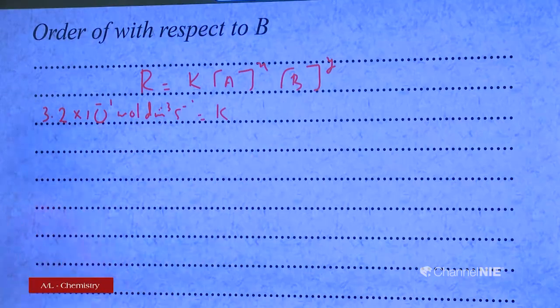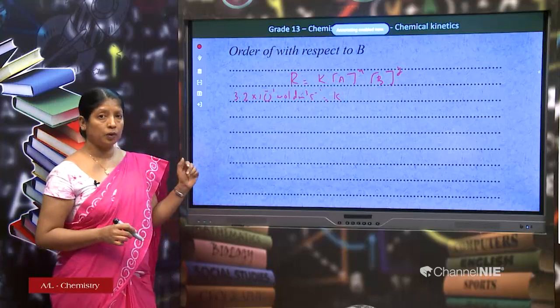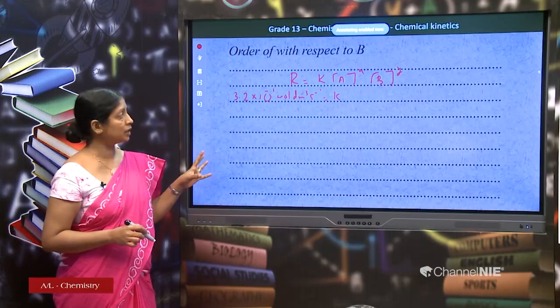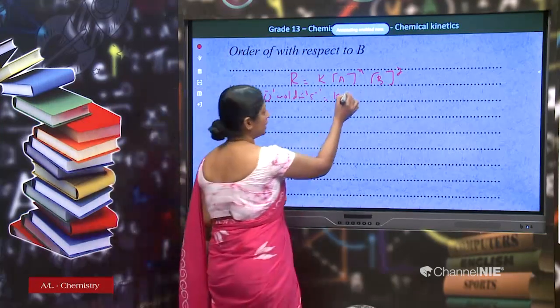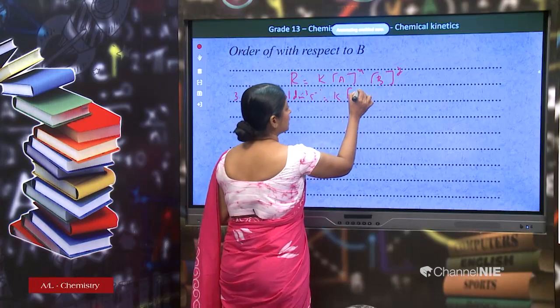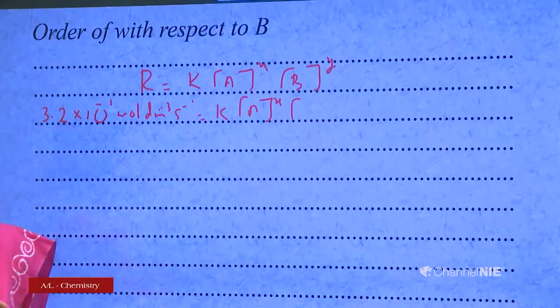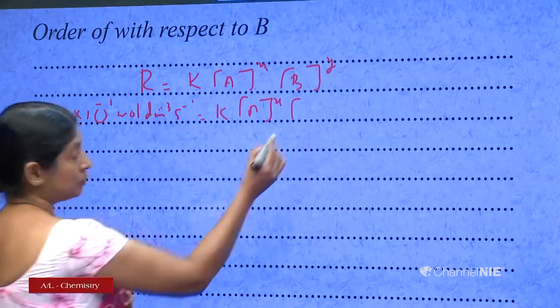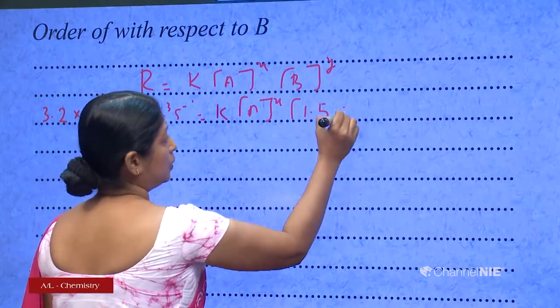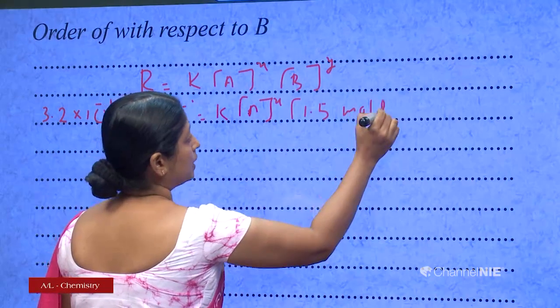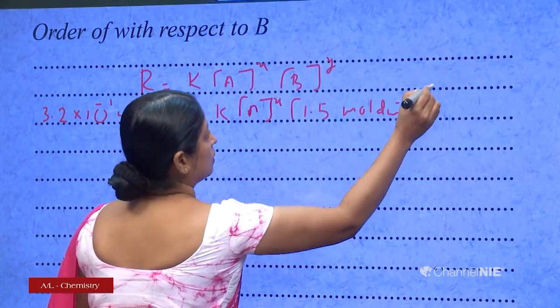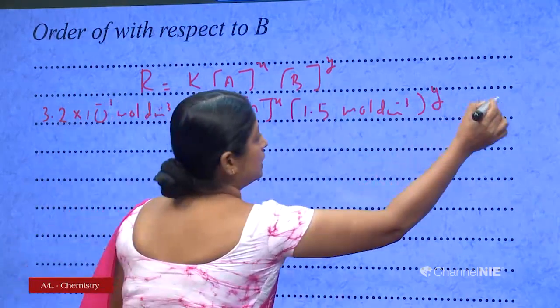As you are going to determine the order with respect to B, A is a constant. If you want you can substitute the exact given concentration of A. Here I will write it as just A because it gets cancelled off. So, then the concentration of B is given as 1.5, the unit mole per decimeter cube, raised to y. That is our first data.